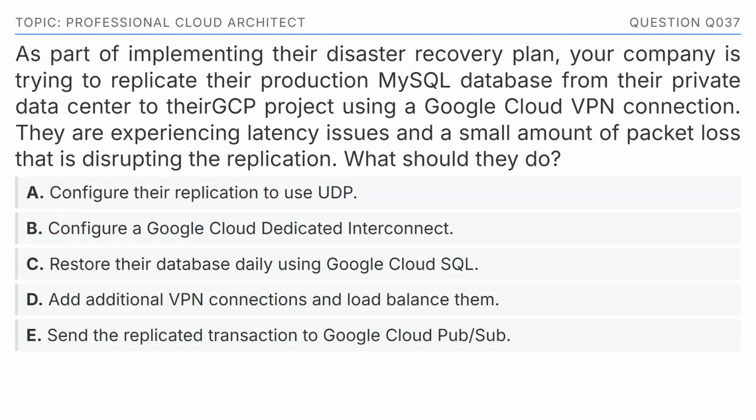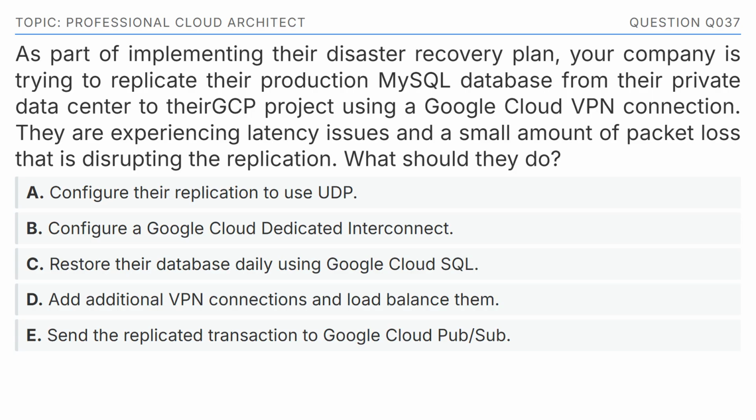As part of implementing their disaster recovery plan, your company is trying to replicate their production MySQL database from their private data center to their GCP project using a Google Cloud VPN connection. They are experiencing latency issues and a small amount of packet loss that is disrupting the replication. What should they do? The options are: Option A, configure their replication to use UDP.